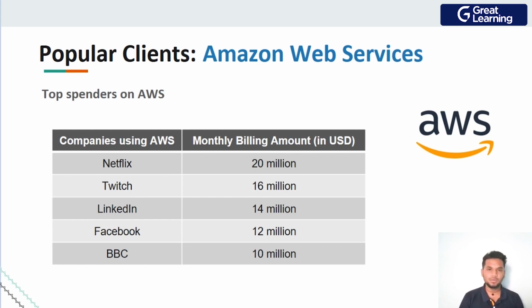It is mostly known in the world of gamers. I myself stream on Twitch whenever I play on my PlayStation. So there as well, Twitch, to host maybe all of their streamers, are using compute services on AWS. They're paying 16 million monthly.